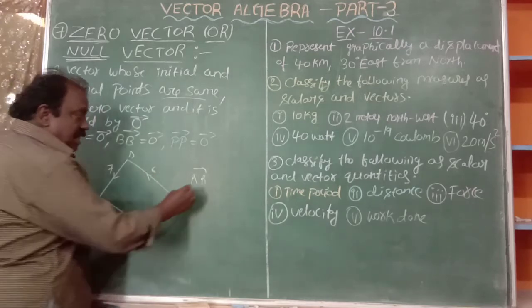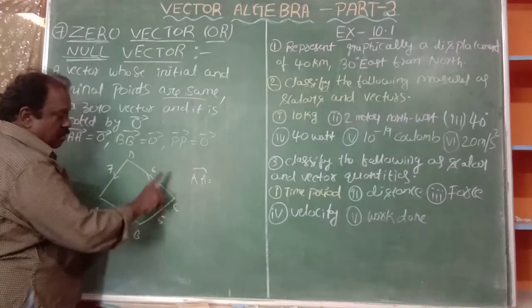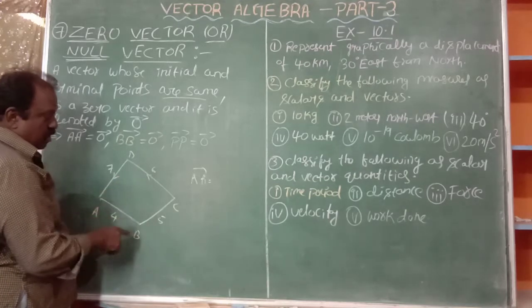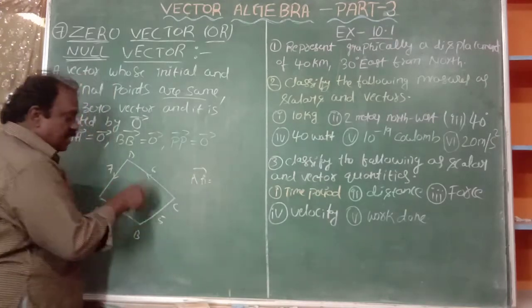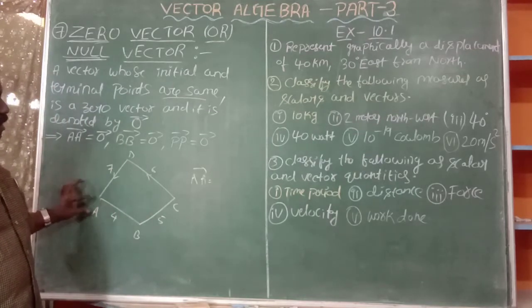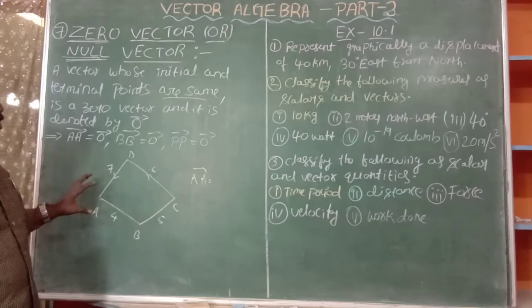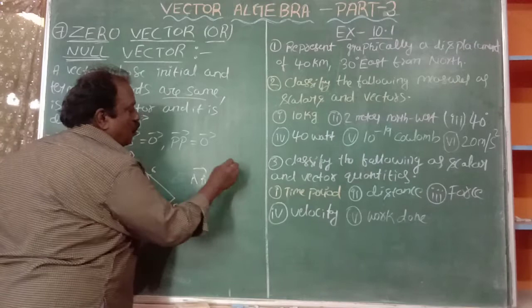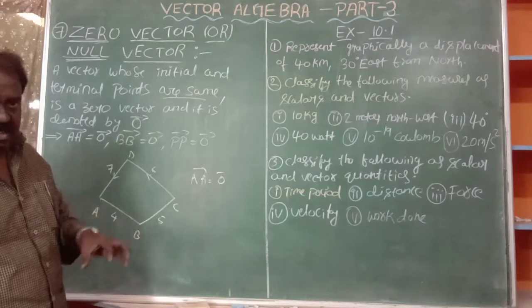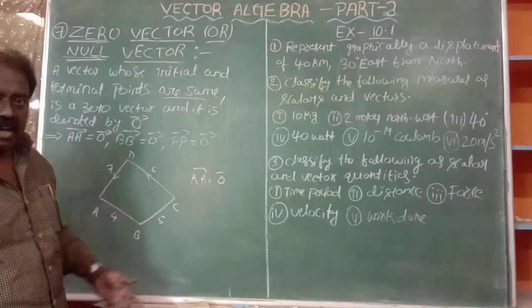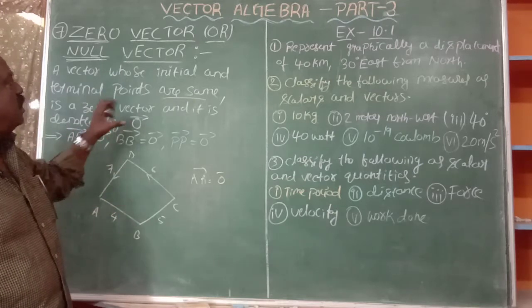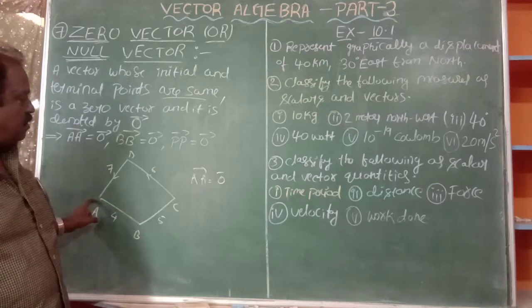But here length is there, 4 units, 5 units plus 6 plus 7, 13 plus 9, 22 units length is there, even though the terminal point and initial point are coincident, are same. So it is called a zero vector or null vector. That means its length is not zero. Some length is there. Let it be. It is a different one. Again we will discuss. Try to understand that zero vector means initial point and terminal point are same.